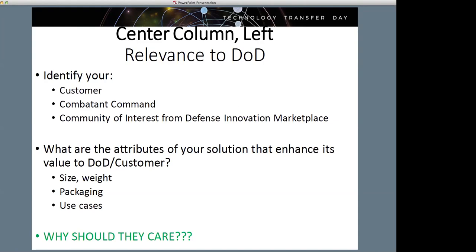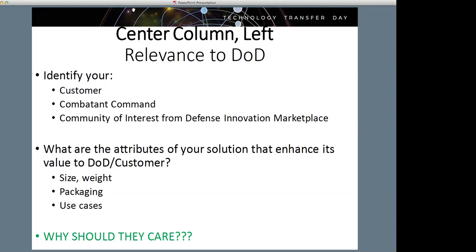I've mentioned this before, and Josh has as well. A lot of the questions that the Tech Scouts will have are going to be specific to how your solution is going to be used by your identified customer, combatant command, or community of interest. So if it's something that has to be carried in by a troop, has to somehow fit in their backpack, or it's going to be carried into a particular environment, you're going to need to be able to describe how your technology will fit into that.